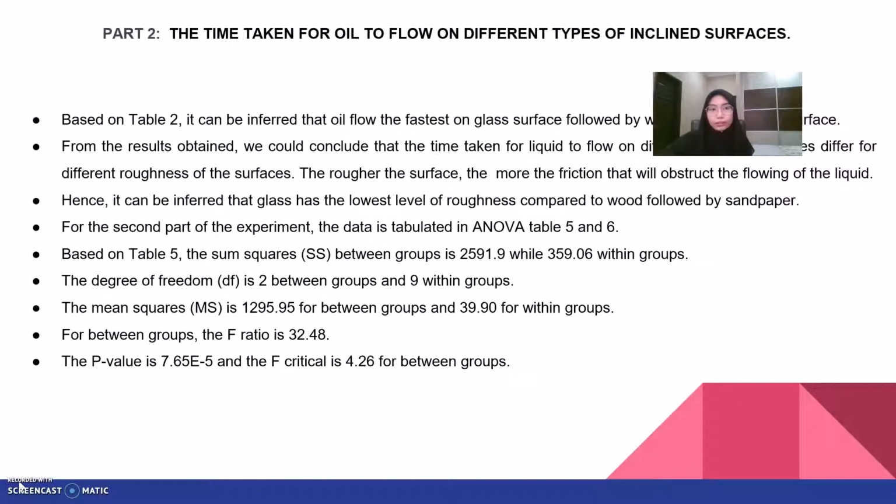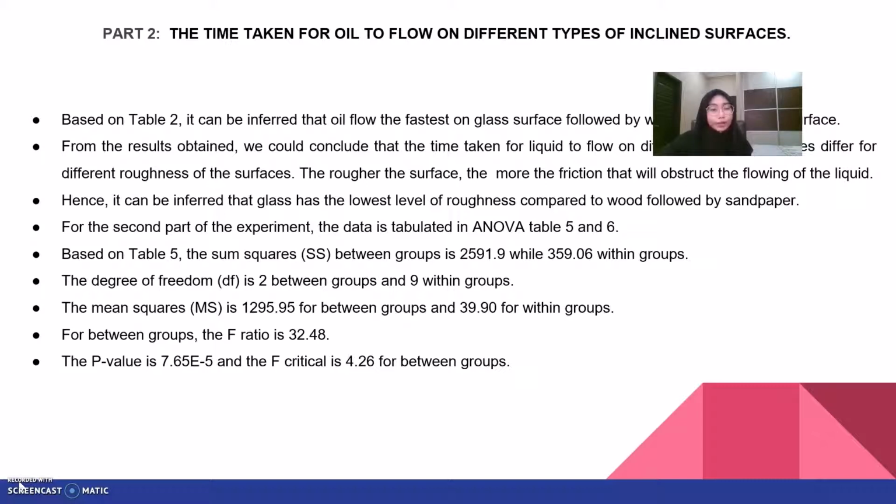Next is the part 2 experiment. Based on table 2, it can be inferred that oil flows the fastest on the glass surface, followed by wood and then the sandpaper surface. From the results obtained, we could conclude that the time taken for liquid to flow on different types of surfaces differs with the roughness of the surfaces. The rougher the surface, the more friction there is to obstruct the flow of the liquid. Hence, it can be inferred that glass has the lowest roughness compared to wood, followed by sandpaper.